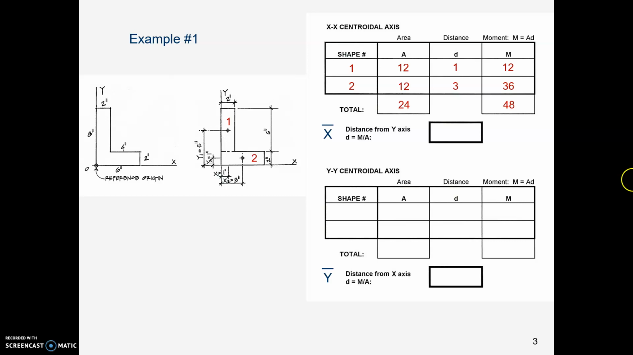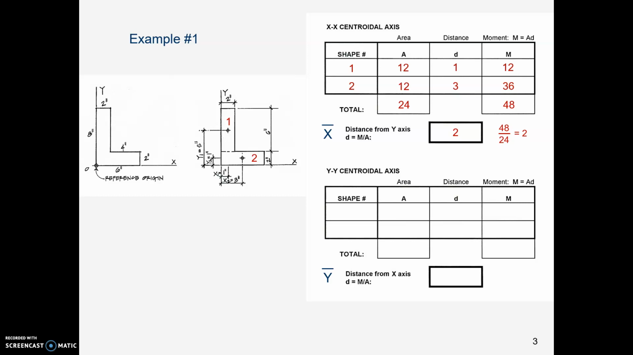Now we'll find the distance. Moment divided by area equals distance. This is just like what we did in the previous set of slides, but instead of using force, we're using area. So moment divided by area equals distance. 48 divided by 24 equals 2. So the distance in the x direction is 2 inches.